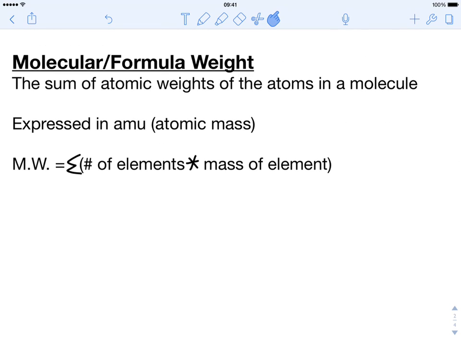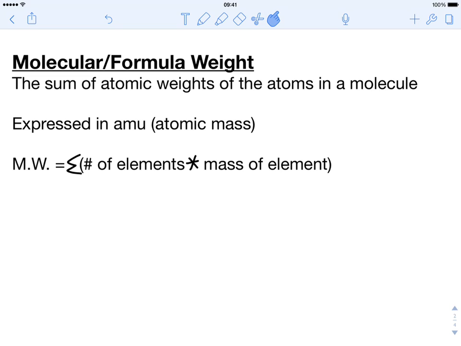Continuing on with Chapter 3, we are going to learn two new skills. And those skills are to learn how to calculate molecular/formula weight and to learn how to calculate mass percent/percent composition. So let's jump right in. First, we're going to take a look at how to calculate molecular/formula weight.